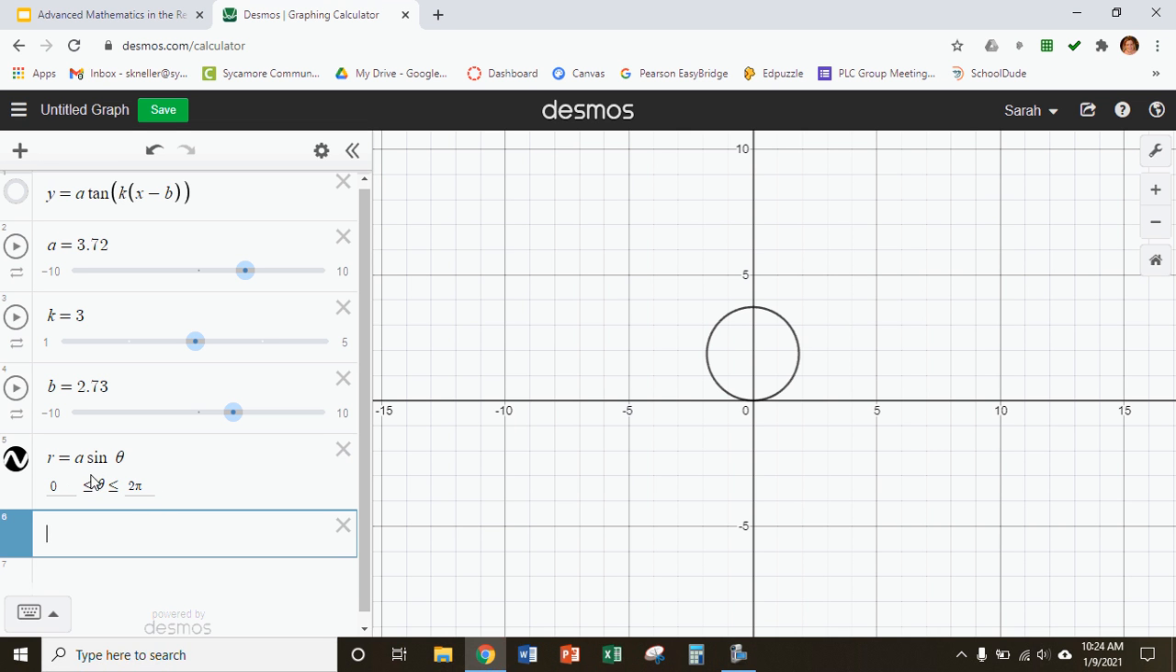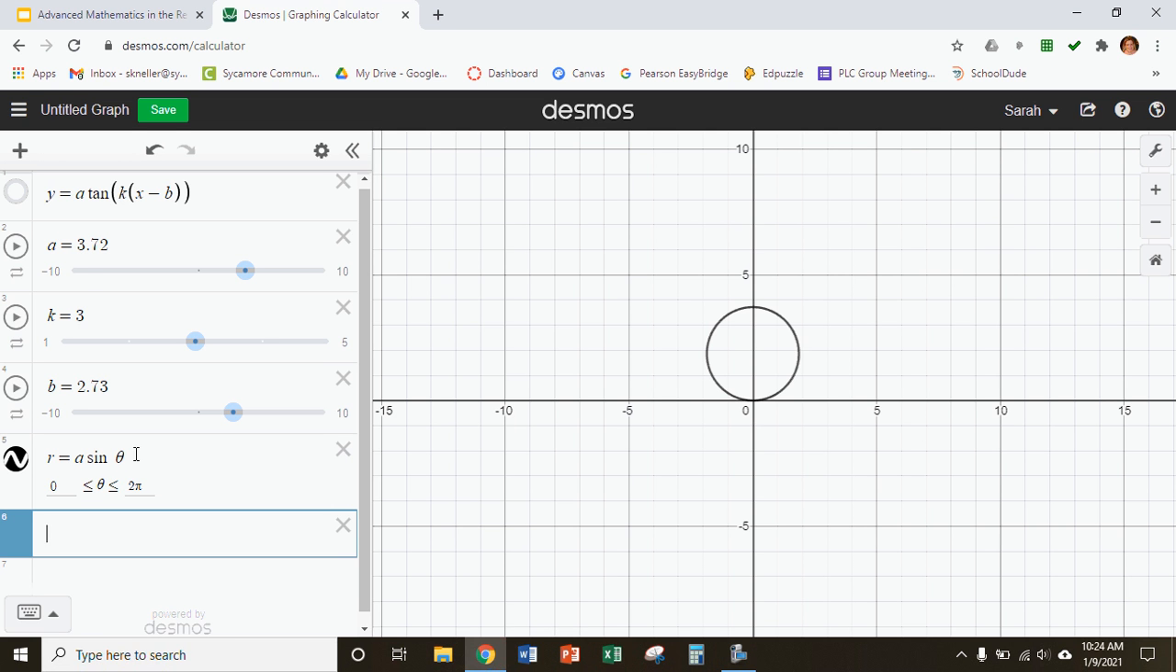Okay. Now the only slider we have for this one is the a. So you can't animate k or b, but we can animate a. And you can see we've graphed a circle. So this is really just a way that we can graph a circle instead of using x squared plus y squared equals 1. This is another way that we can use a trig function to make a circle graph.